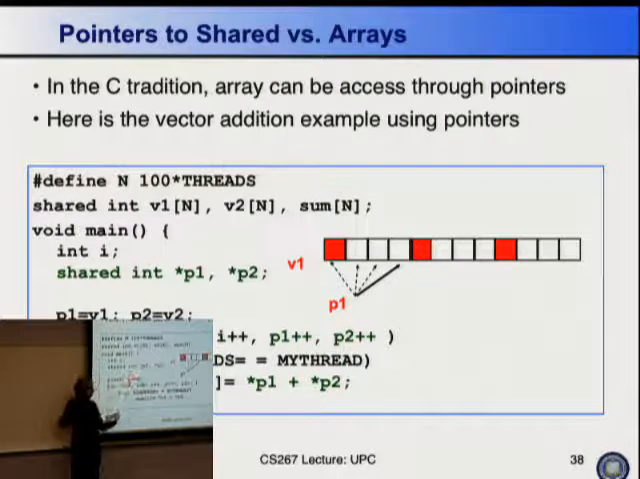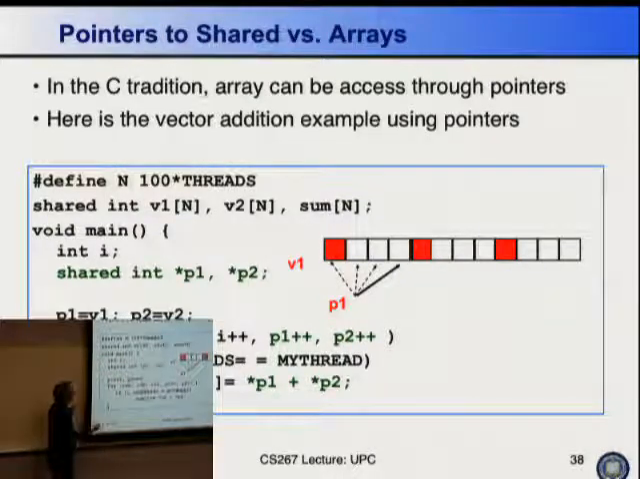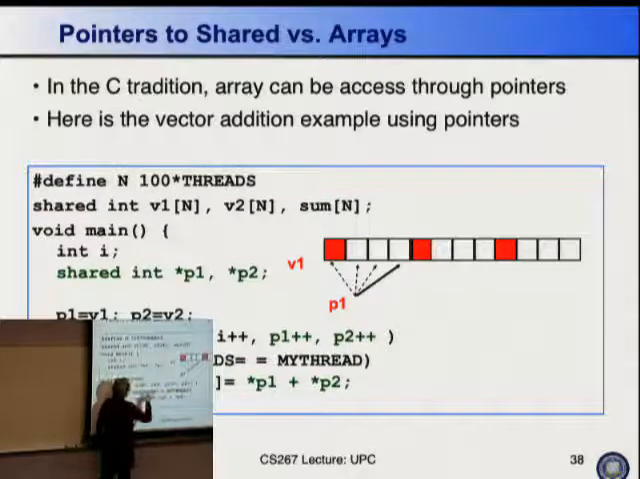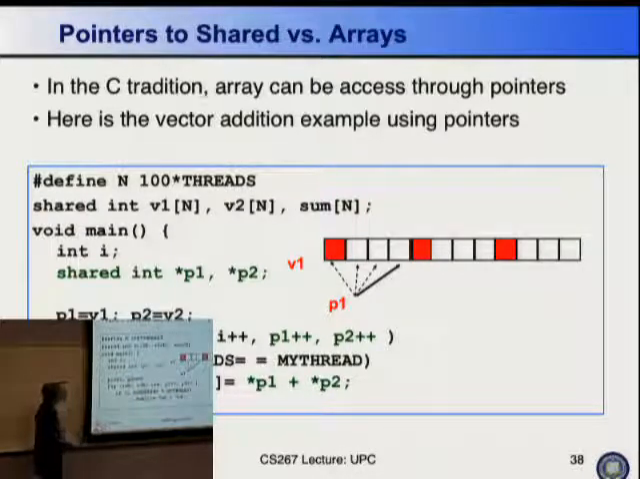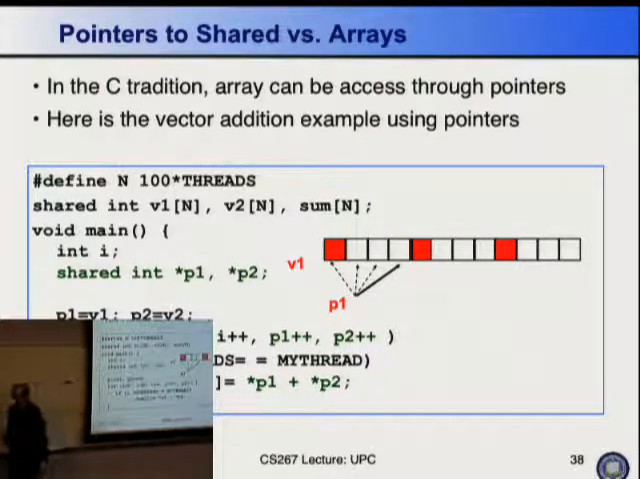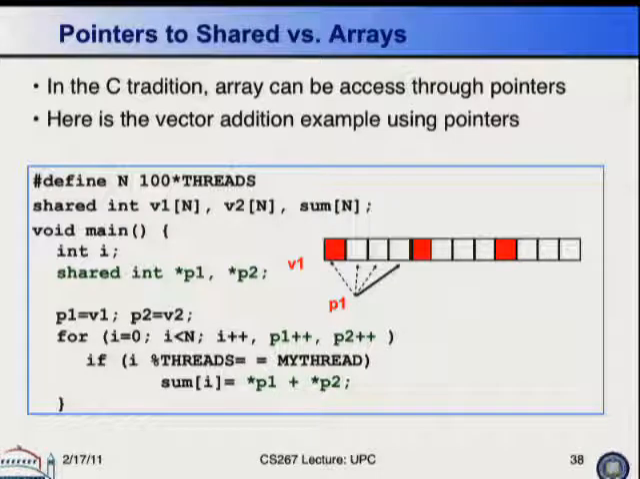these are pointers that live in the private address space. So P1 and P2 are private. There's a copy of those on each thread, so they could all have different values on different threads, but they're going to point to something in the shared address space. So let's see. We've got these vectors that we've declared at the top of the program. P1 and P2 are just initialized to the beginning, and then you can say things like P1++ and P2++, and that'll move them through the array. And then we can add them up here by doing pointer dereferencing rather than array indexing.